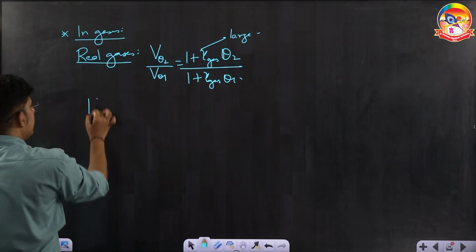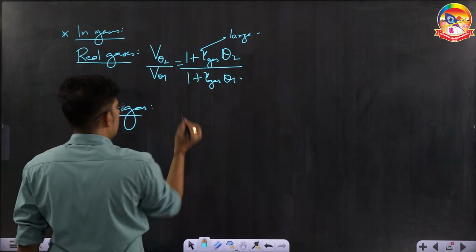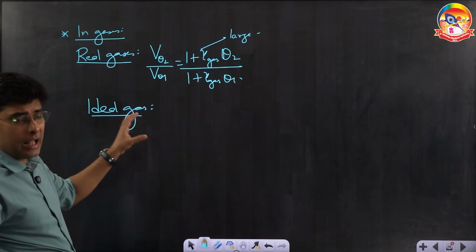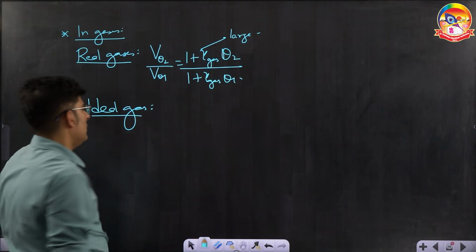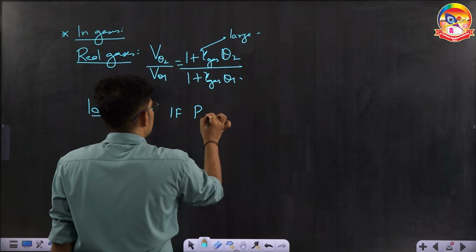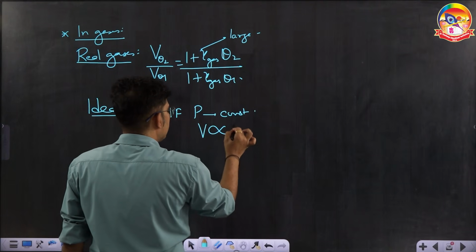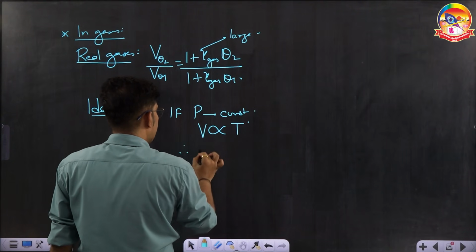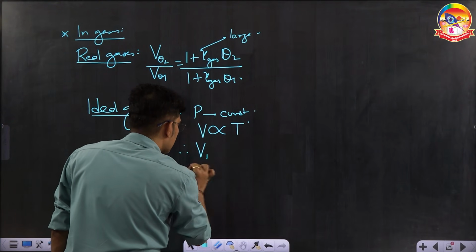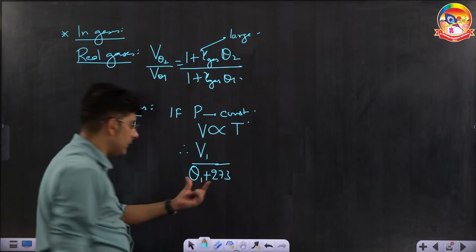Now if it is an ideal gas, then in that case we directly go by ideal gas equations. For ideal gas, how to find this value? Suppose pressure is constant, so we know volume is directly proportional to temperature. So we can use Charles' law, V1 by T1. Because Charles' law is in Kelvin, you have to convert from Celsius.